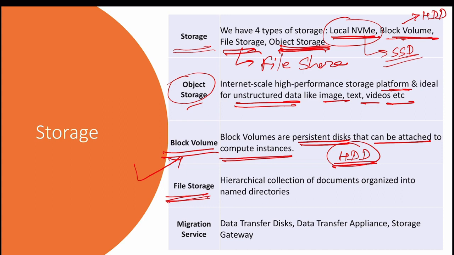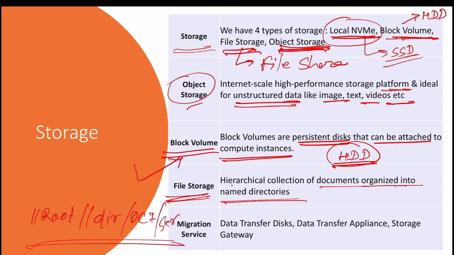File storage is a hierarchical collection of documents organized into named directories. Like we have the file server, directory based, right? Root, then we have some folder like directory, then some folder like OCI, then the service. This is the path for the file server we use, right? Similarly, it has a hierarchical collection of documents.